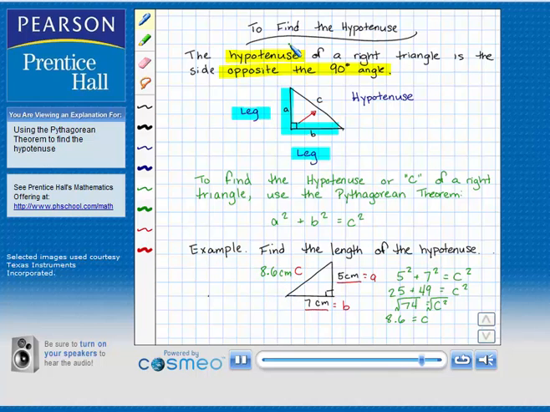All we need to do when we are looking to find the hypotenuse of a right triangle is take each of our legs, A and B, and plug them into our Pythagorean theorem. We know that a squared plus b squared equals c squared, so we simplify our a squared and our b squared, add them together, and then find the square root of each side. By doing that we will find the length of our hypotenuse. Using the Pythagorean theorem, you should have no trouble at all finding the length of the hypotenuse of any right triangle.